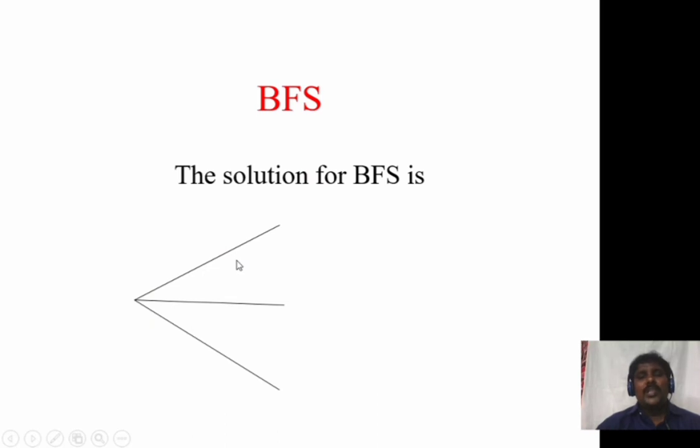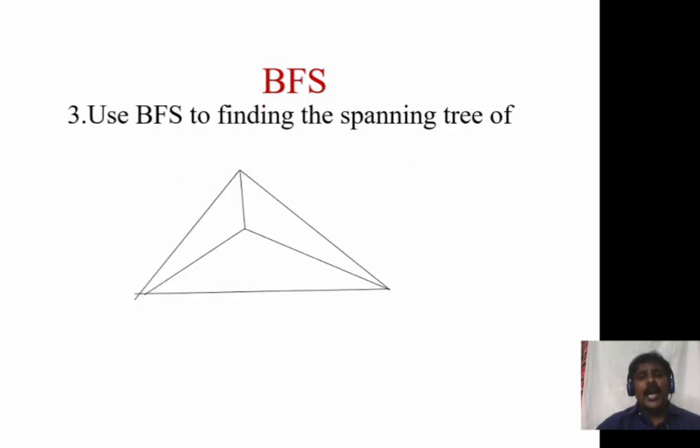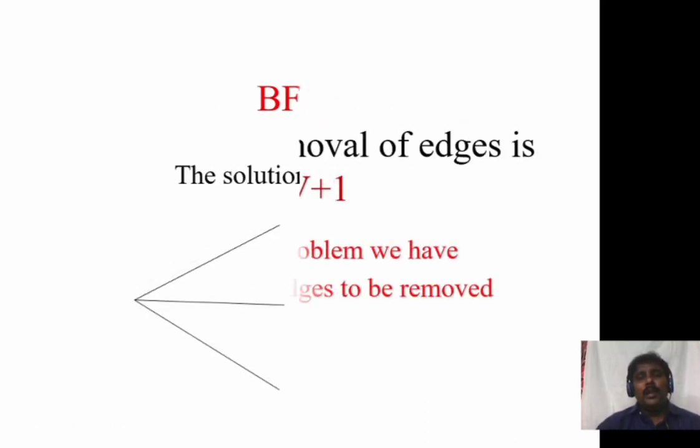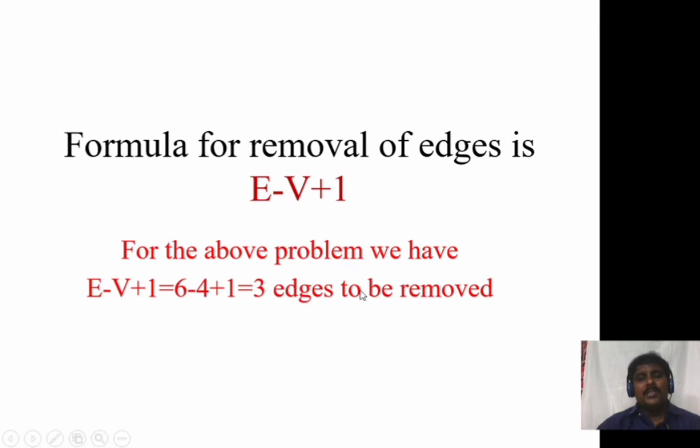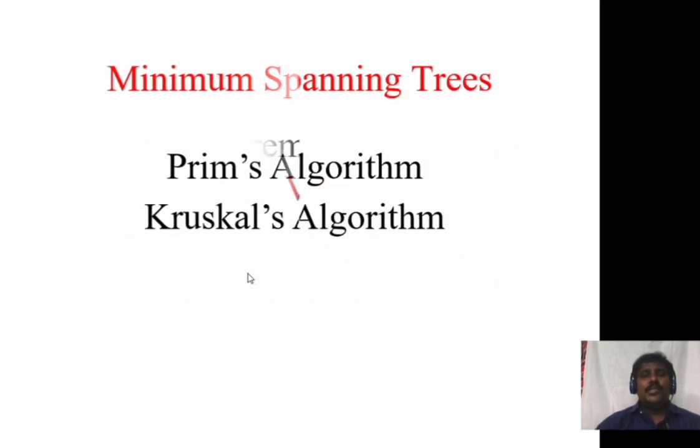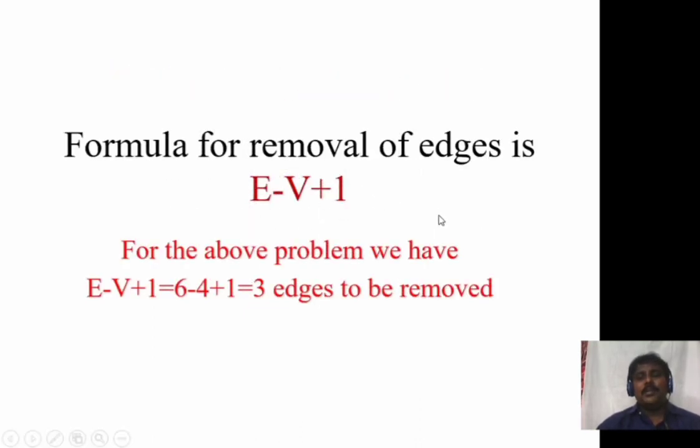So not only this diagram, we can consider many other diagrams. We have to keep in mind that we have to see breadth wise and that every closed figure must become an open figure and the number of removals must be the same. That is, 3 edges must be removed. Whatever graph we consider, we have to follow this formula. So the formula for the removal of edges is E minus V plus 1. So this is about BFS and DFS, the breadth first search and depth first search.